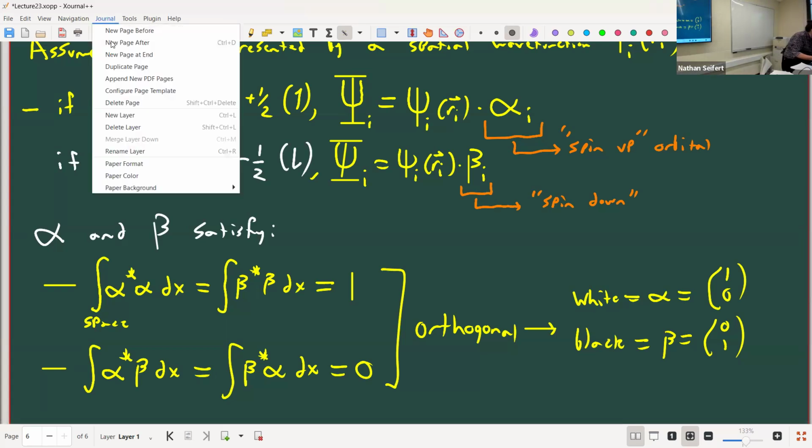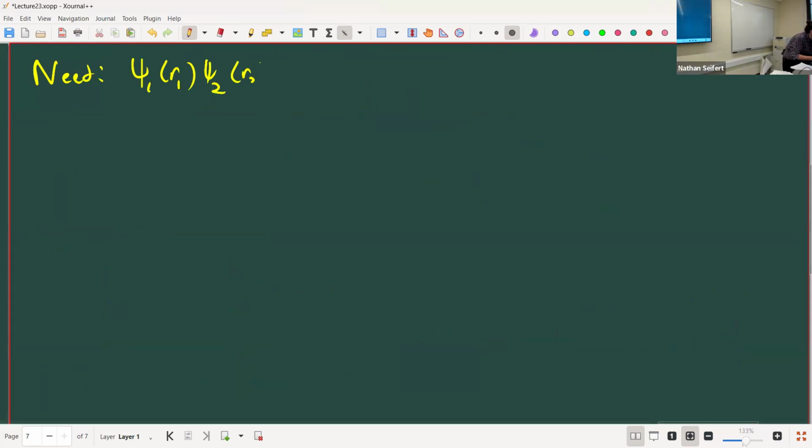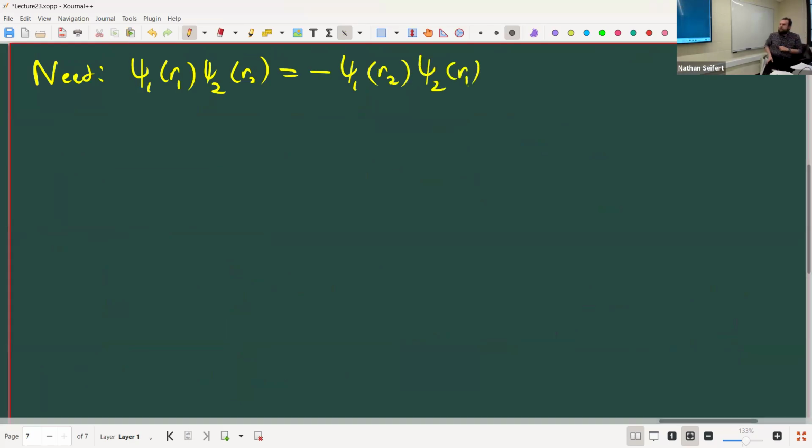Right, so what we need, again, is that psi1(R1) psi2(R2) is equal to minus psi1(R2) psi2(R1). Right? So we need to construct our orbitals in such a way that we always get this property.